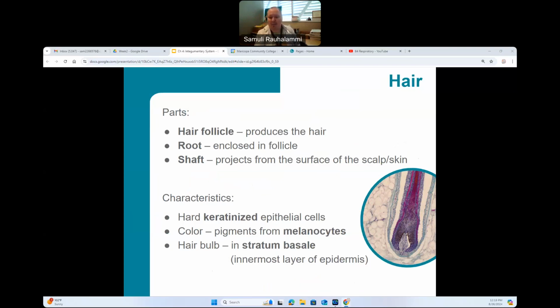Let's also mention the hair bulb. This is where the cells divide for the hair to grow, and it is found in the innermost layer of the epidermis, known as stratum basale. You can see a particularly good microscopic image of this hair bulb on this slide.